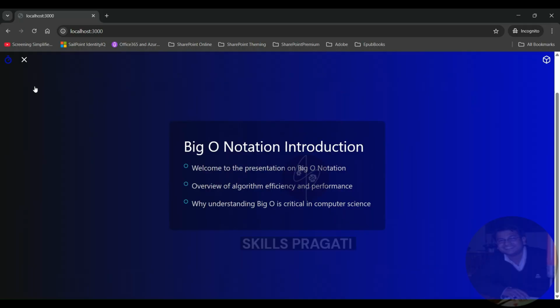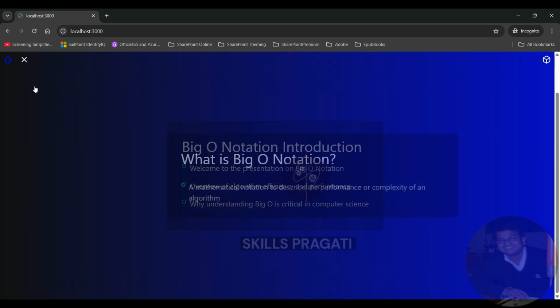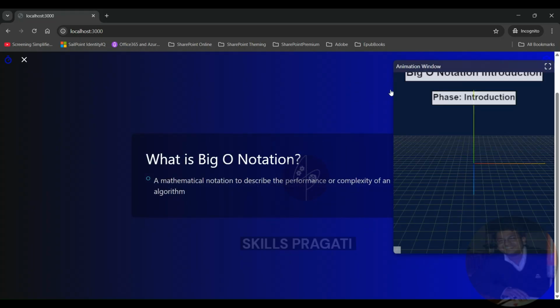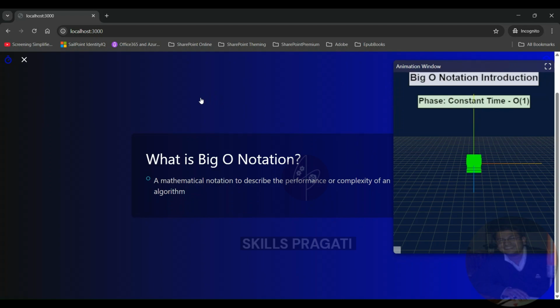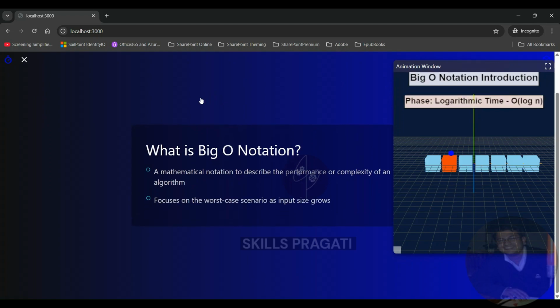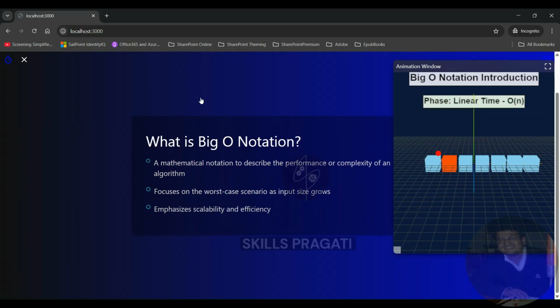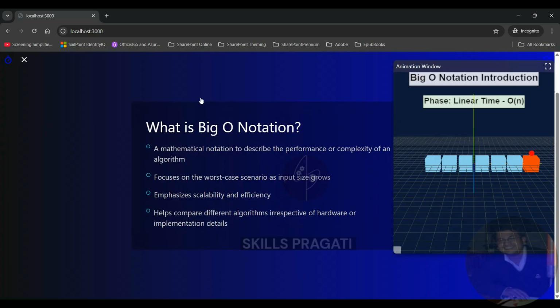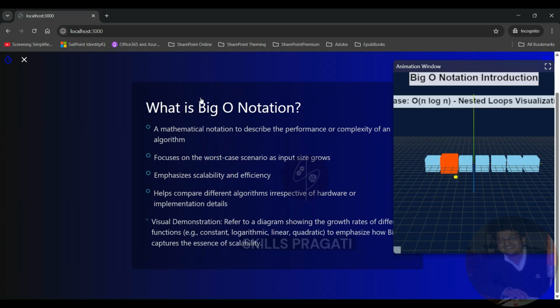Let's start by defining Big O Notation. At its core, Big O Notation is a mathematical tool used to describe the performance or complexity of an algorithm. It focuses primarily on the worst-case scenario as the size of the input grows, making it an essential concept for assessing scalability and efficiency. This means that regardless of hardware or specific implementation details, Big O gives us a standard way to compare algorithms. You'll notice a diagram here that illustrates various growth rates: constant, logarithmic, linear, quadratic, which really helps visualize how Big O captures the scaling behavior of different functions.